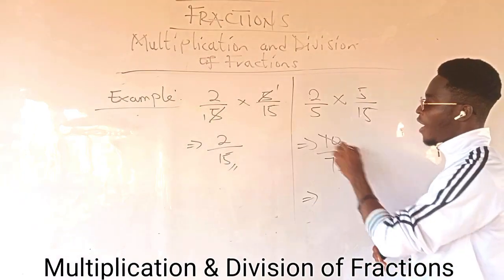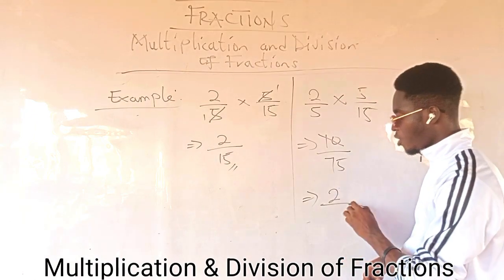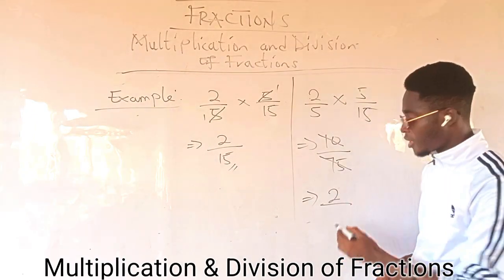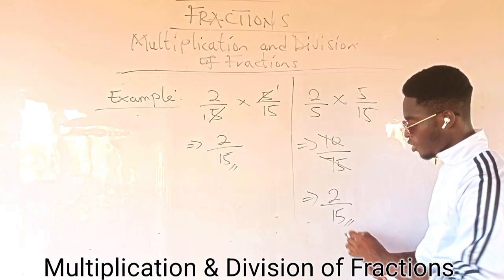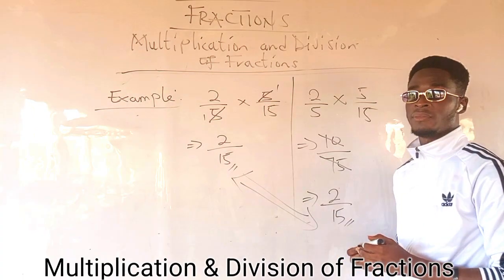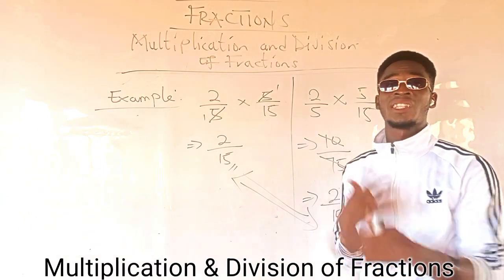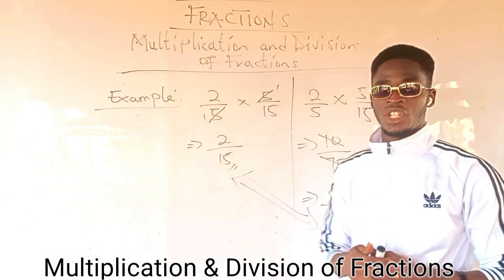Now, 5 will divide 10 how many times? 2. And then 5 will divide 75 how many times? 15. You see, we've gotten similar answers. So this is example 1 when it comes to multiplying of fractions.